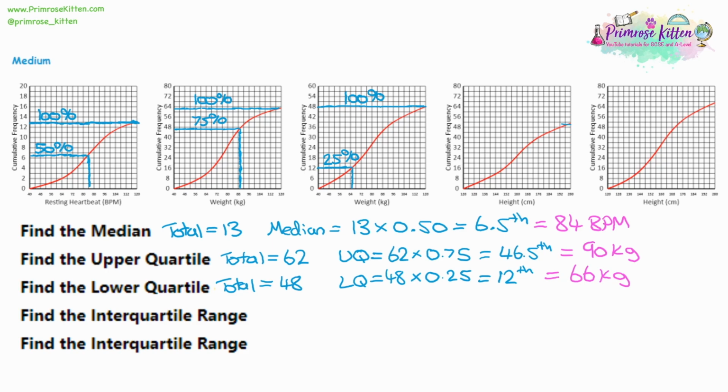So get to the top of the curve, draw a line across, and it looks to me that we've got 50 people in this cumulative frequency graph. So for the upper quartile, we're going to times by 0.75, and that's going to give us 37.5, so the 37.5th person through that curve. The lower quartile is going to be 25% of the way through. So 50 times 0.25 is going to give us 12.5, the 12.5th person.